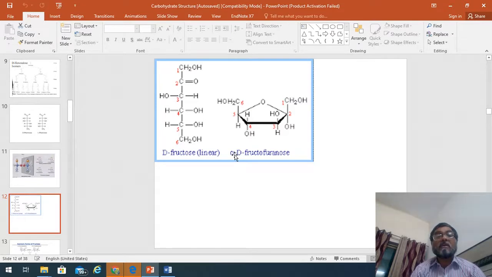So one thing we have discussed about how the Fisher projection, that can be described in the form of the pyranose and the furanose type of the structure. That is actually the Haworth. This is the Fisher projection. This is the Haworth projection.